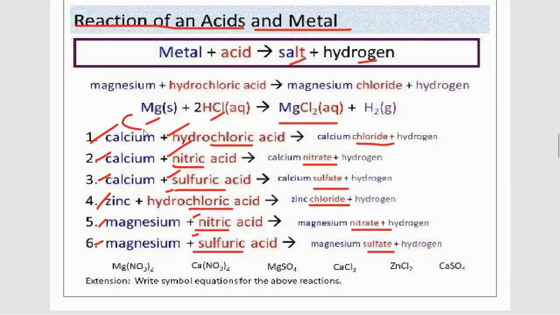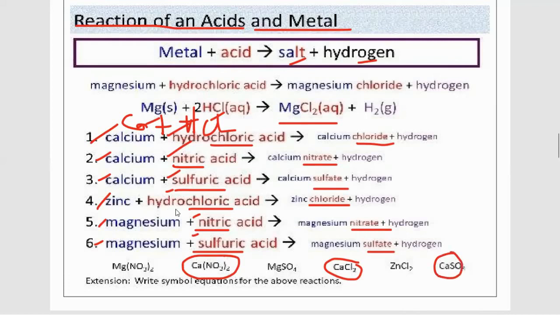So calcium, Ca, plus hydrochloric acid, HCl, gives rise to calcium chloride. You can observe this CaCl2, calcium chloride, here. And calcium plus nitric acid gives calcium nitrate, that is Ca(NO3)2. Calcium plus sulfuric acid gives calcium sulfate, CaSO4.